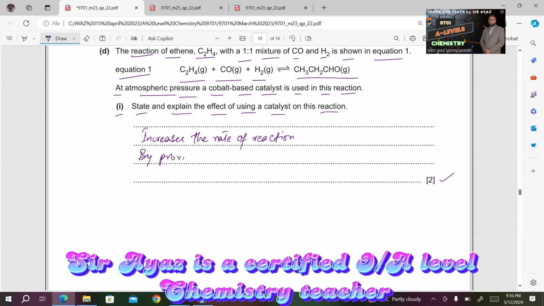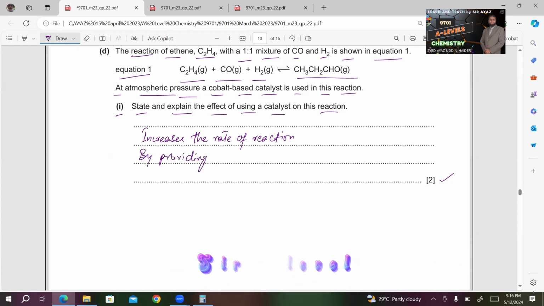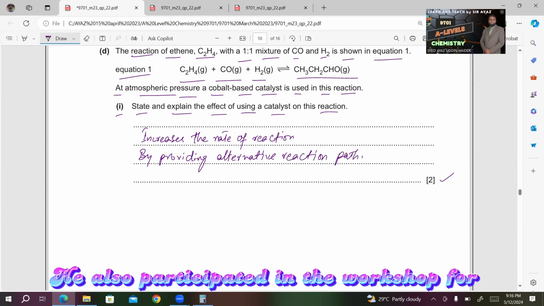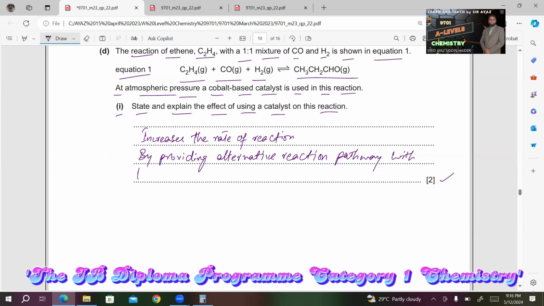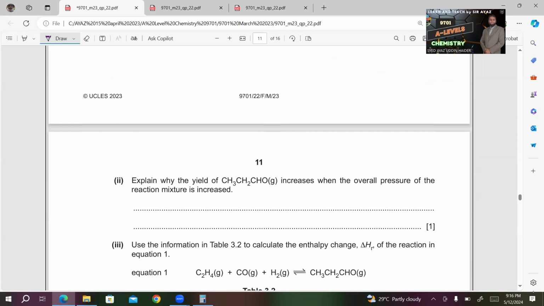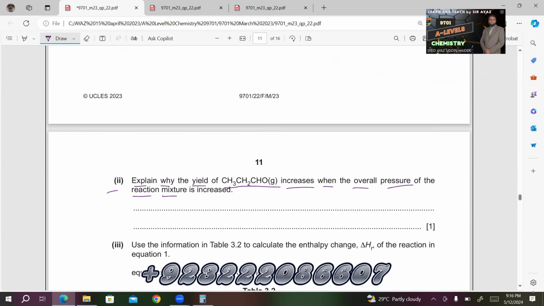By providing an alternative reaction pathway with lower EA. Number 2, explain why the yield of CH3CH2CHO(g) increases when the overall pressure of the reaction mixture is increased.